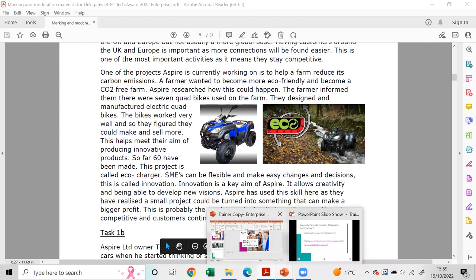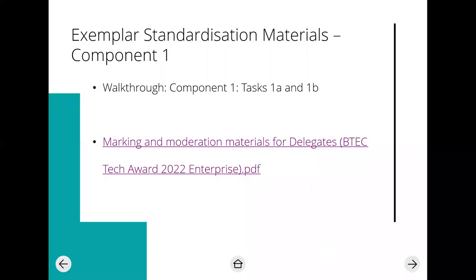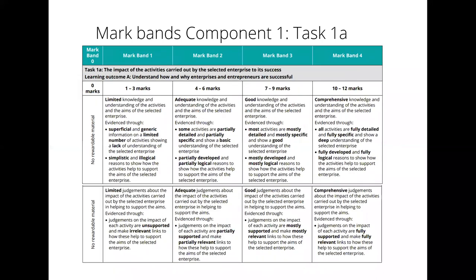Okay, I'm going to go back to the presentation, and I want you to think about what mark, based on what I've just quickly zipped through, and I apologize for the quickly zipping through, what mark you would give this out of 12. Which mark band, let's first concentrate on the mark band. Which mark band do you think that bit on Aspire Engineering and their activities and trying to link it to their aims, which mark band does it fit in? If you can quickly put that down in the chat, I'm going to give you literally a couple of minutes and see which mark band it fits in.